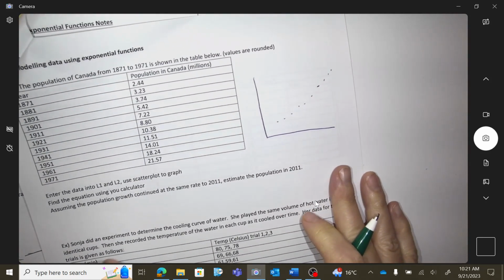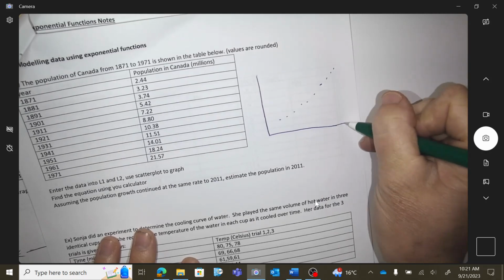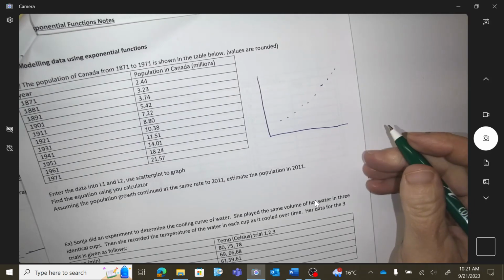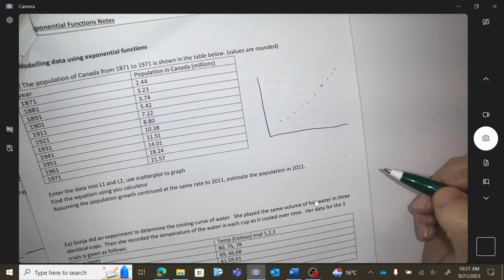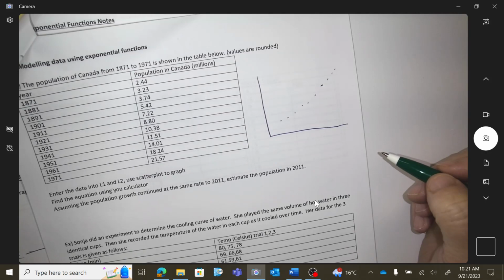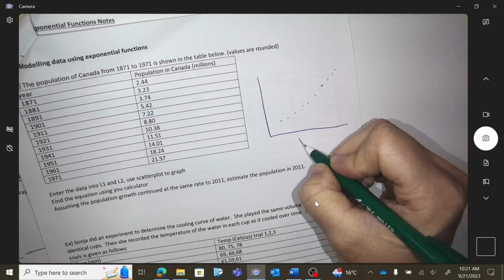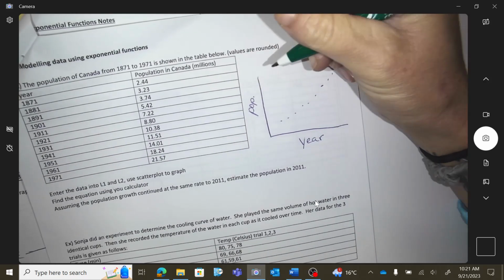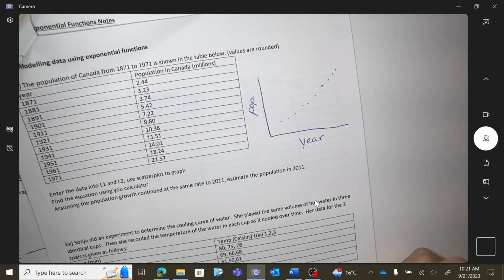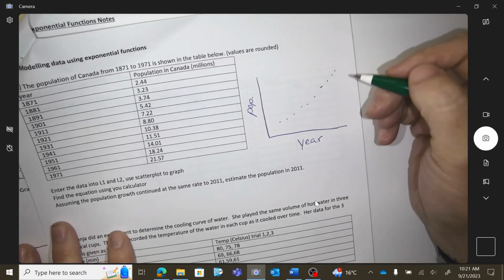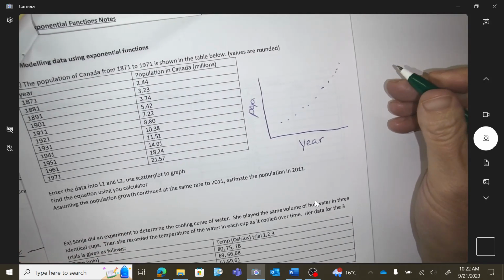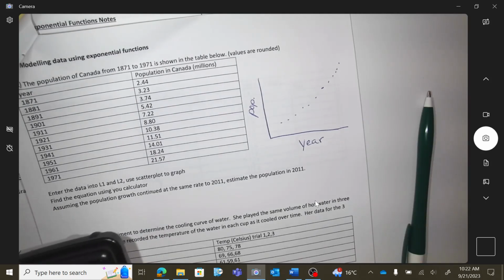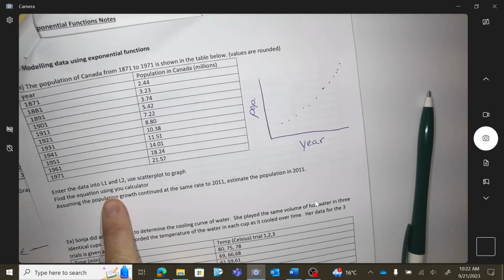So this is me drawing a scatter plot, kind of just showing you what my screen looks like. And I have to put labels on these. So variable what on the bottom, variable what on the y-axis. So we would put year and population. So the population, is it growing or declining? It's growing. Okay, so find an equation is number 2.